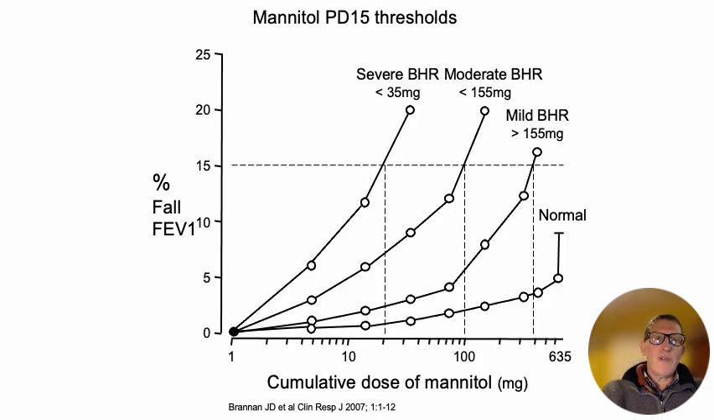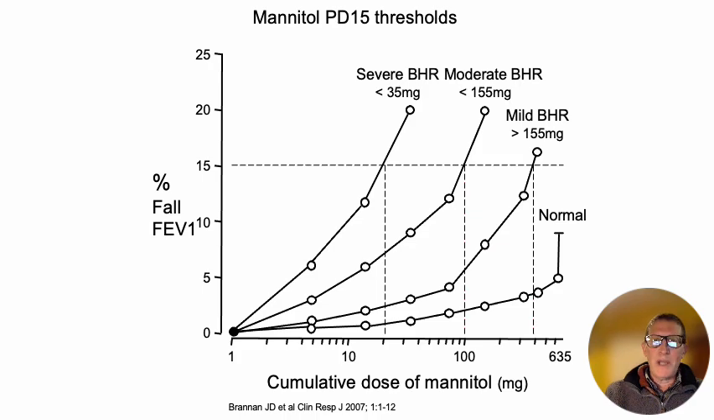So what you do is you give increasing doses of mannitol up to a maximum dose of 635 milligrams with the dry powder device, in other words, a cumulative dose response curve, until you get a predetermined fall in FEV1, which is usually 15%. In severe asthma, we use the 10% threshold, which we have validated.